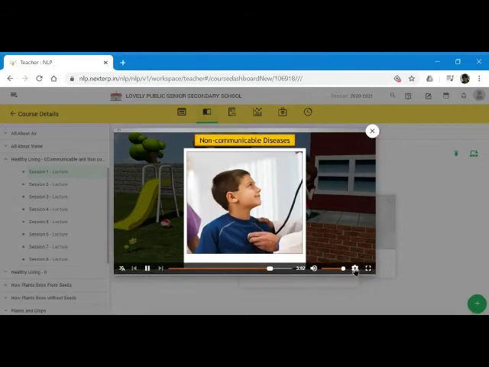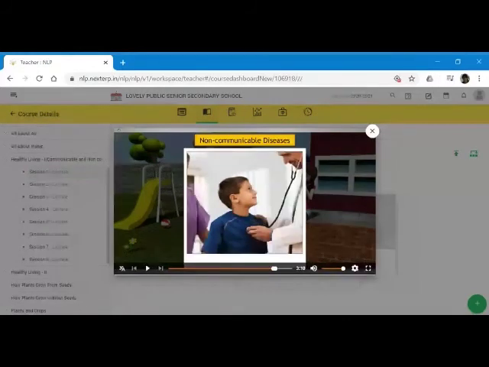Non-communicable diseases cannot spread from an infected person to a healthy person. Now this is the main difference. The next is the non-communicable diseases. Communicable diseases are the diseases that spread from one person to another. Now, the non-communicable diseases are the diseases that do not spread from one person to another.